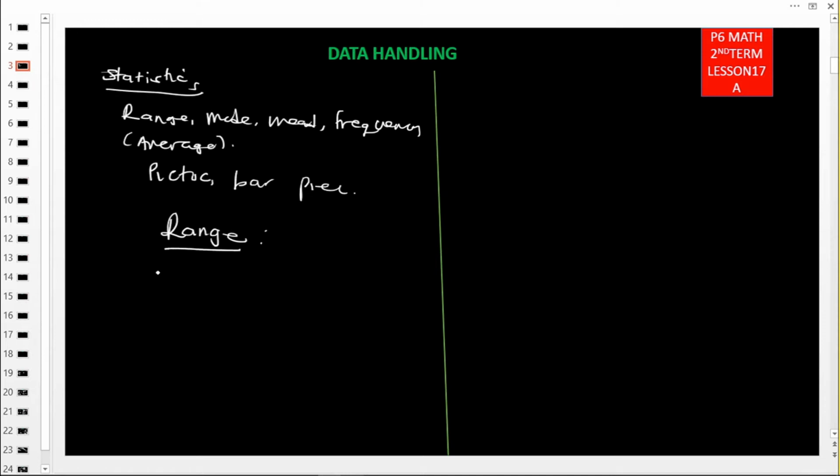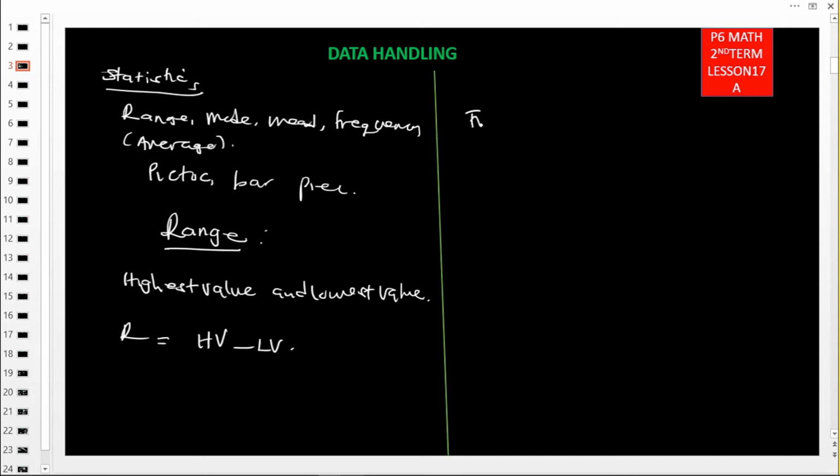So mathematically, what does range mean? Range is the difference between the highest value and the lowest value. Therefore, when you are getting range, range is equal to the highest value minus the lowest value. Let us get some examples here.